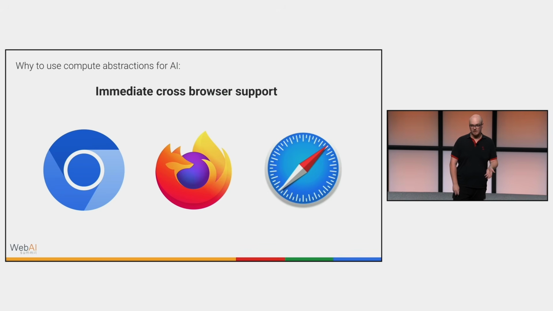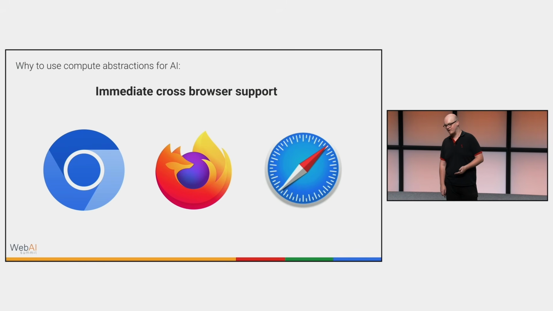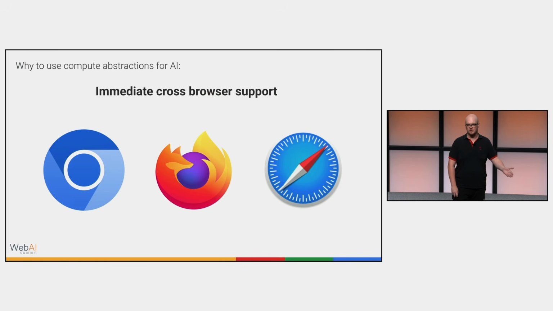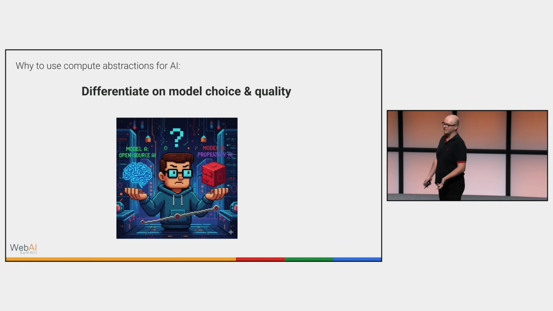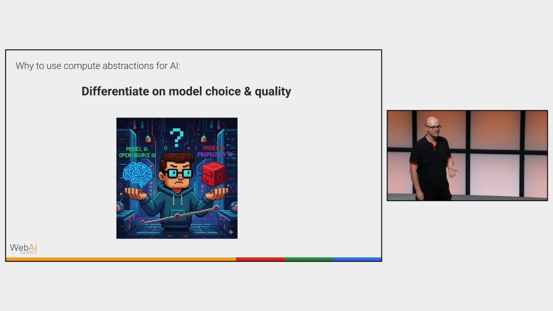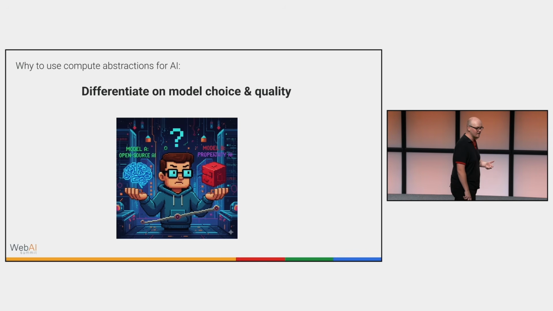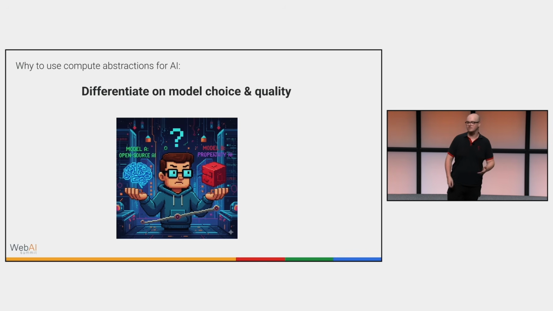The other really big advantage is immediate cross-browser support. Like we just covered, Wasm and WebGPU are shipping and will be shipping across all major important browsers. And that's something you don't have today, at least, with built-in AI APIs, though, of course, we do hope to ship those across browsers as well. There's also differentiation on model choice and quality. If you feel like your model and your AI system is a differentiating aspect, then shipping that on compute abstractions is really your only choice.